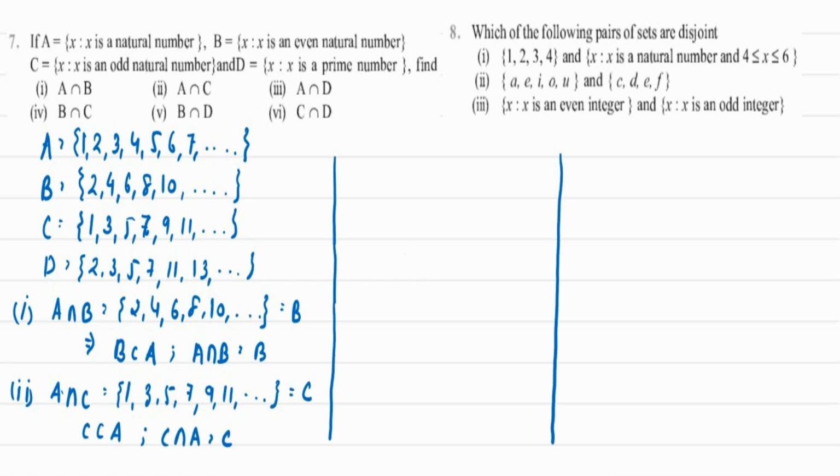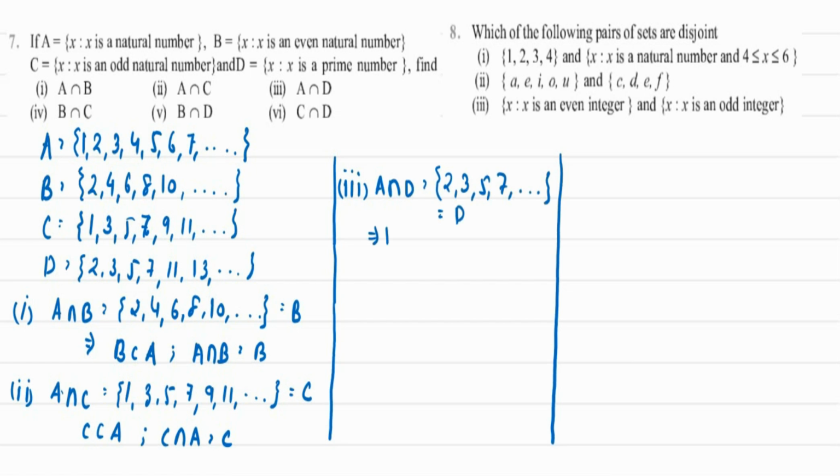Now the third part says we have to find out A intersection D. A intersection D, that means common elements of A and D. So D has elements prime numbers 2, 3, 5, 7, 11, 13. A has elements all the natural numbers. So the common elements will again be 2, 3, 5, 7, and so on. So again we get A intersection D as set D itself.